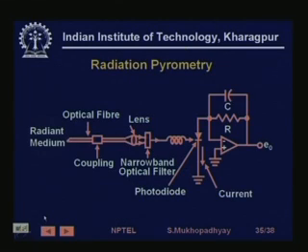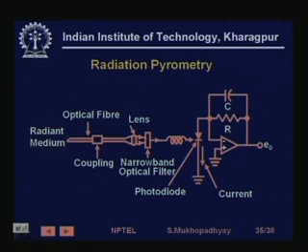So now let us see how we actually collect that radiation. Suppose you have a radiant medium here. In this case we are using an optical fiber. This is a particular case. You have various kinds of radiation parameters, optical radiation parameters. The basic idea is that you collect the radiation and then focus it onto a sensor.